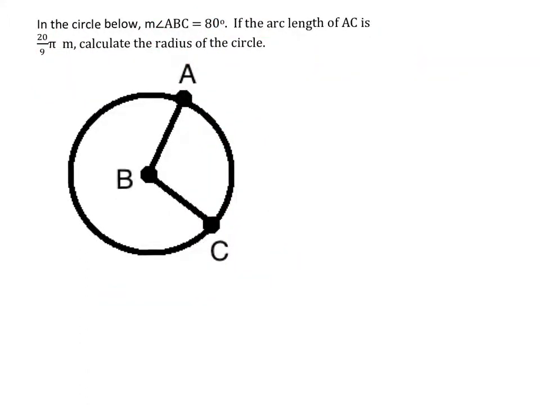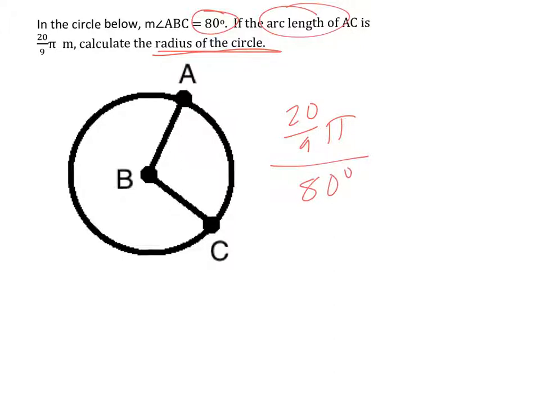So in the proportion method, still we want to find the radius. What do we know? We know the arc length and the angle. So those two are connected. We can say that 20 over 9 pi, that's the arc length, is to 80 degrees. And one thing that's often good in these problems is to find the circumference. So what is the full circumference then? If this is the arc length to 80 degrees, the full circumference is to 360.